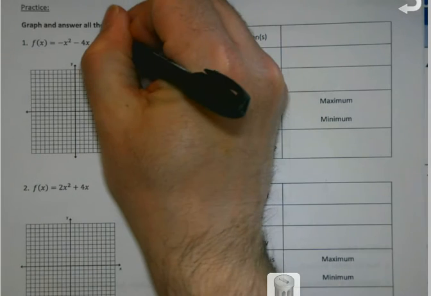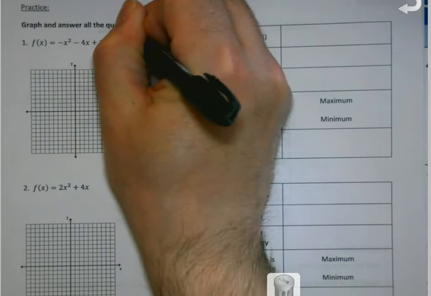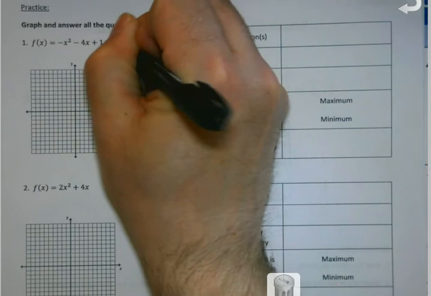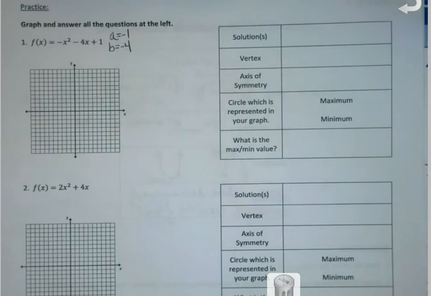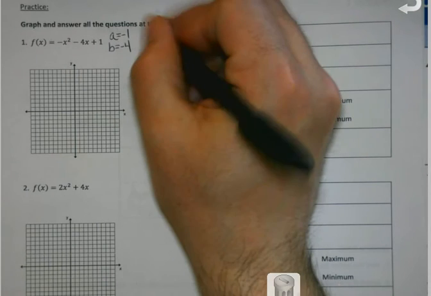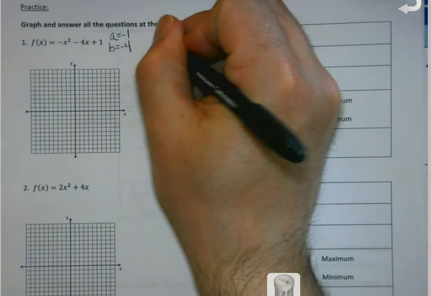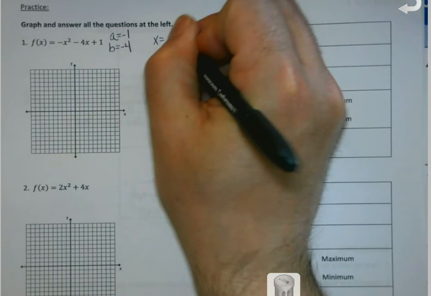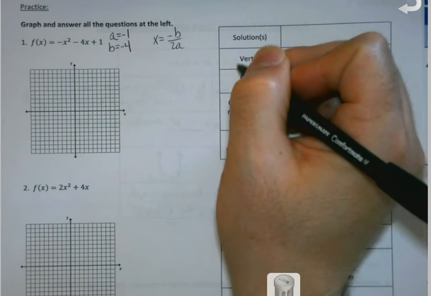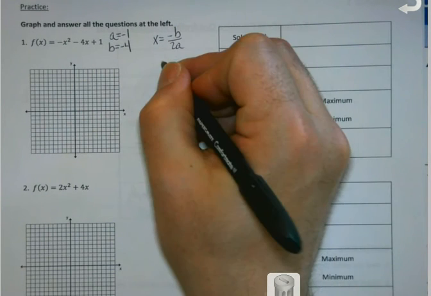So I need to know what my a and b values are. And like I said, this is the most tedious step. Not even going to lie. Once I know my a and b, to find the x value of my vertex, I'm going to do negative b over 2a. Okay, so I'm just going to plug those in.